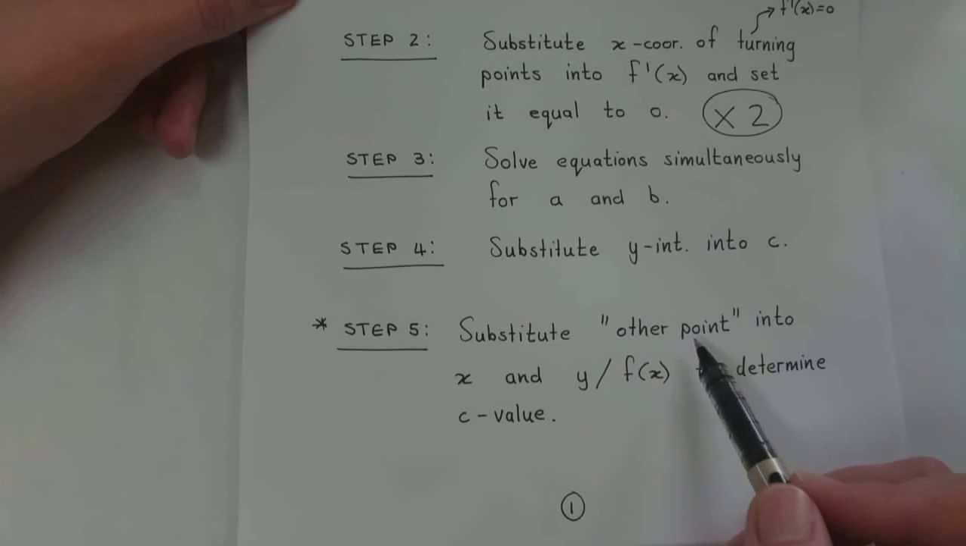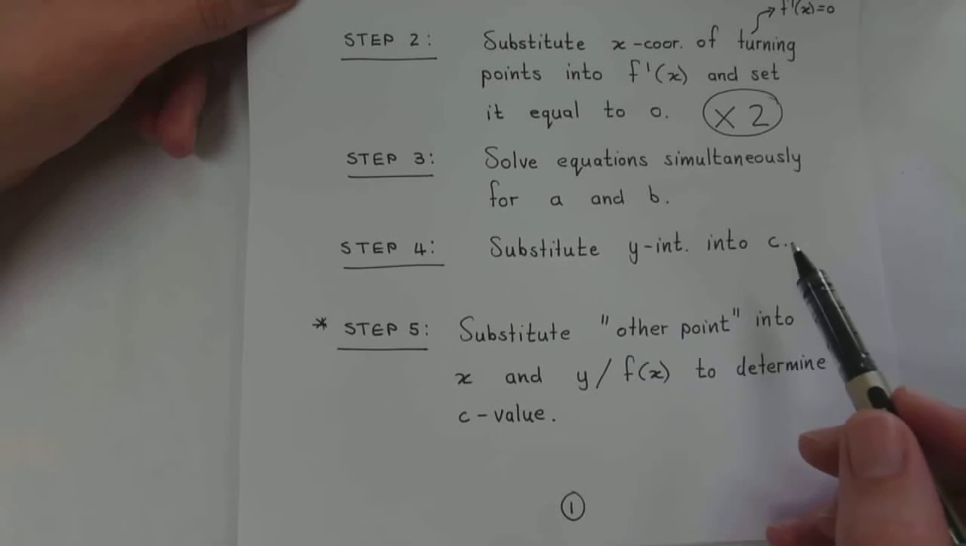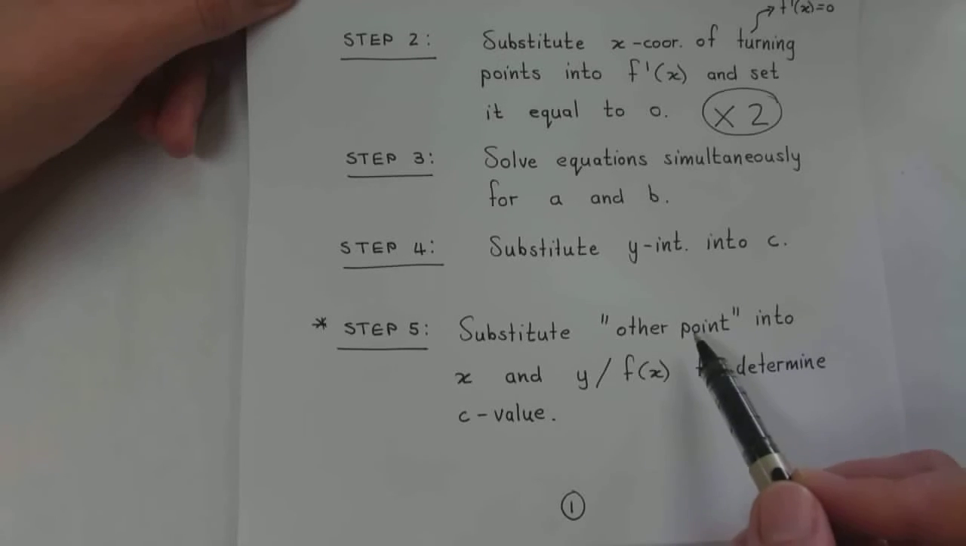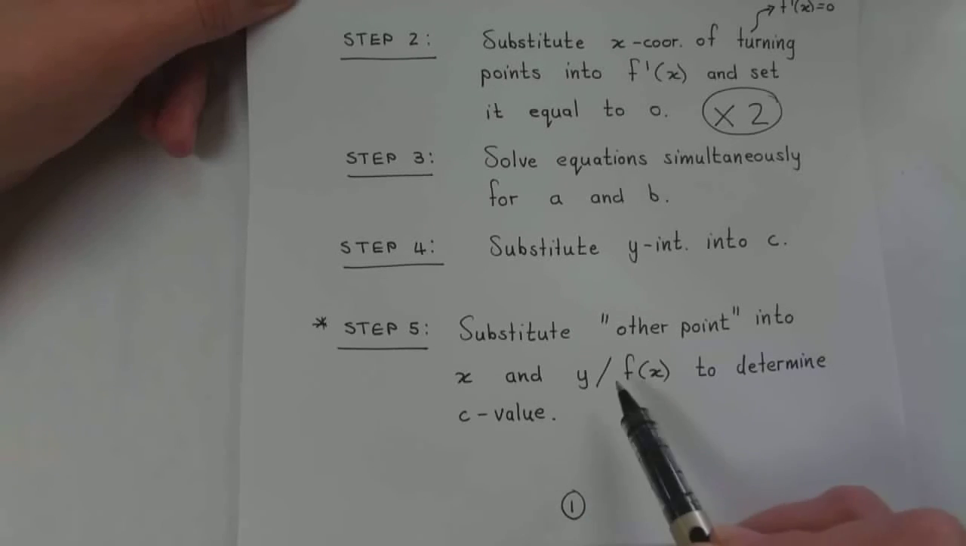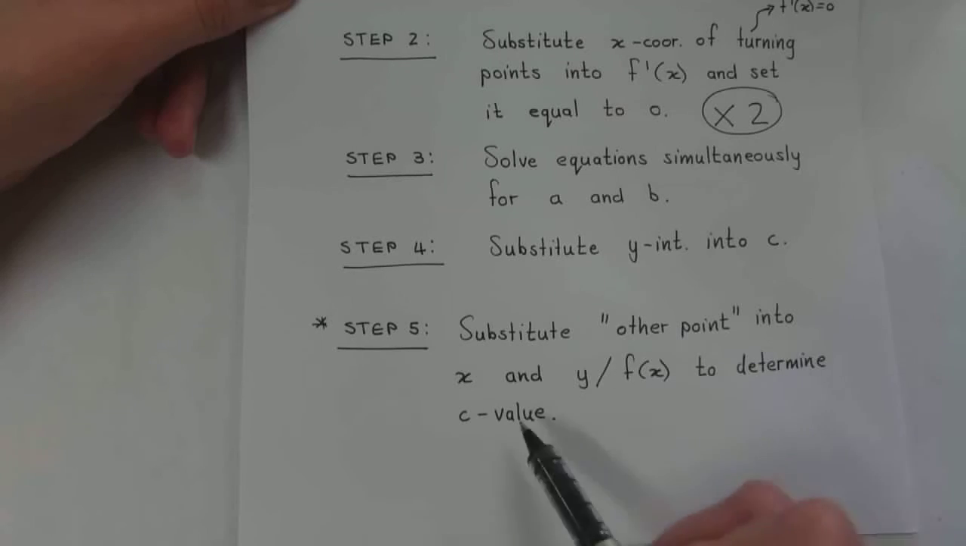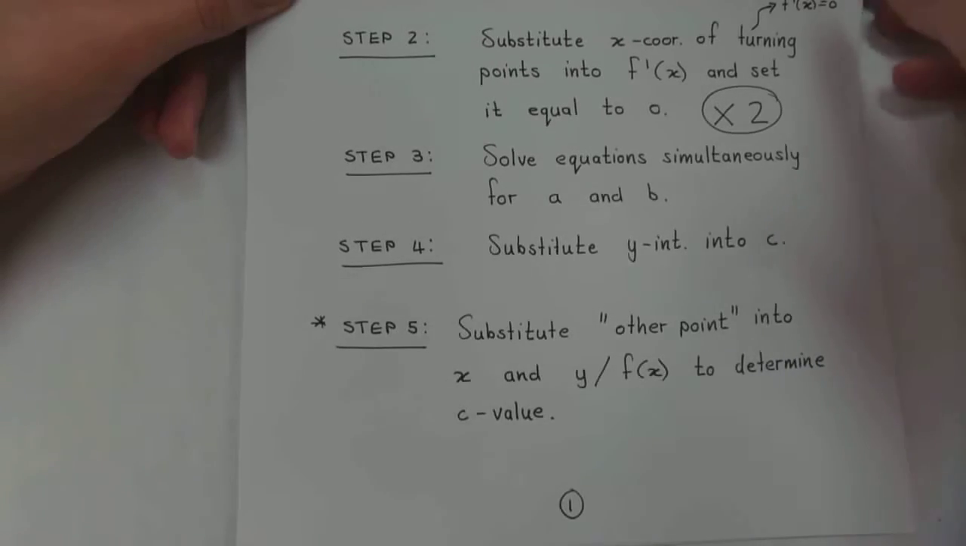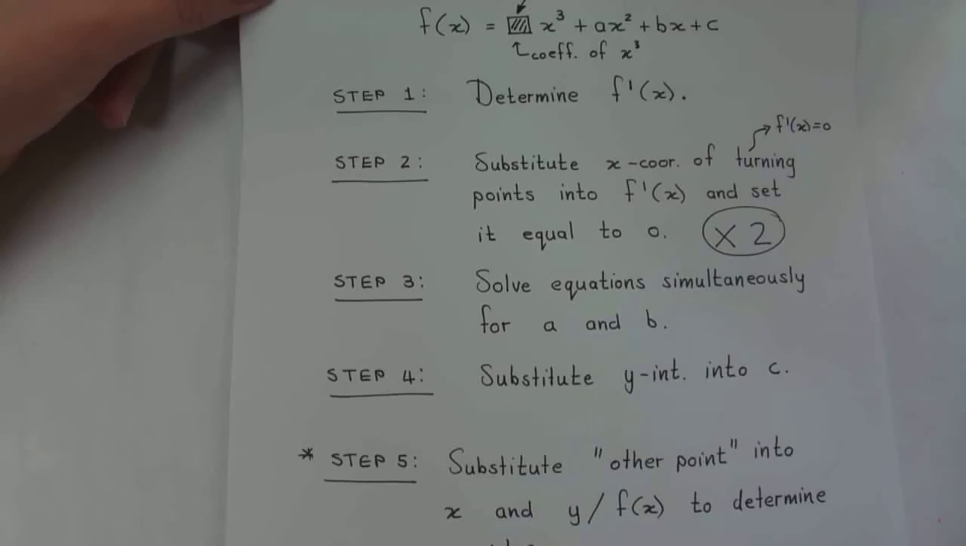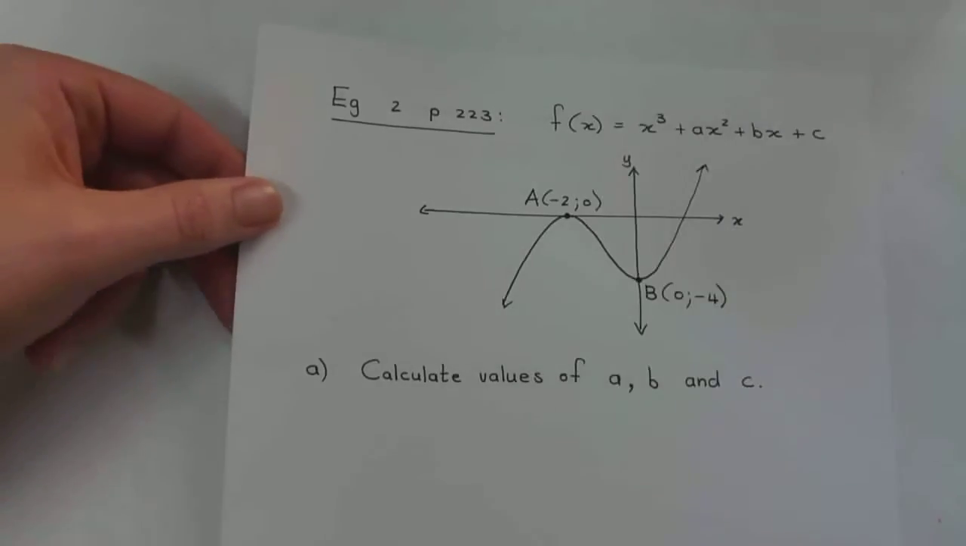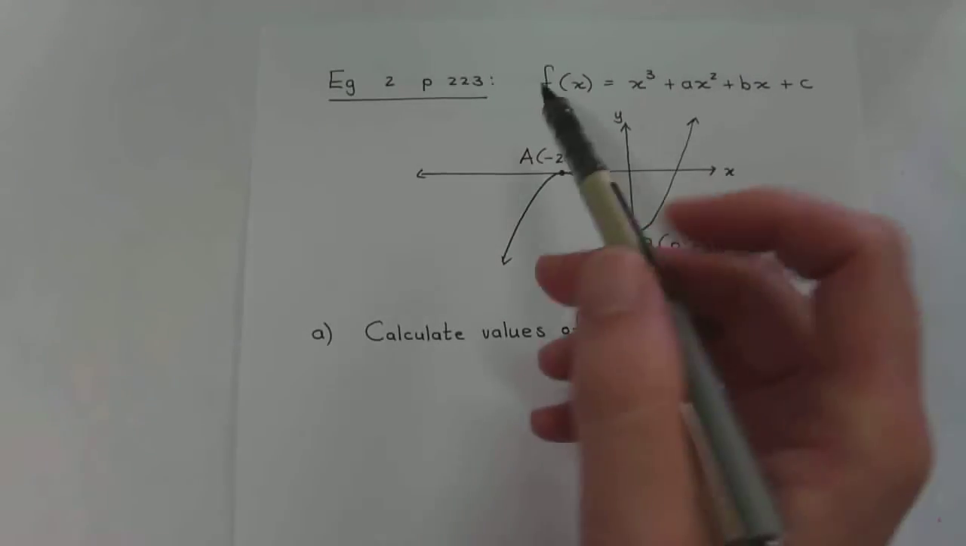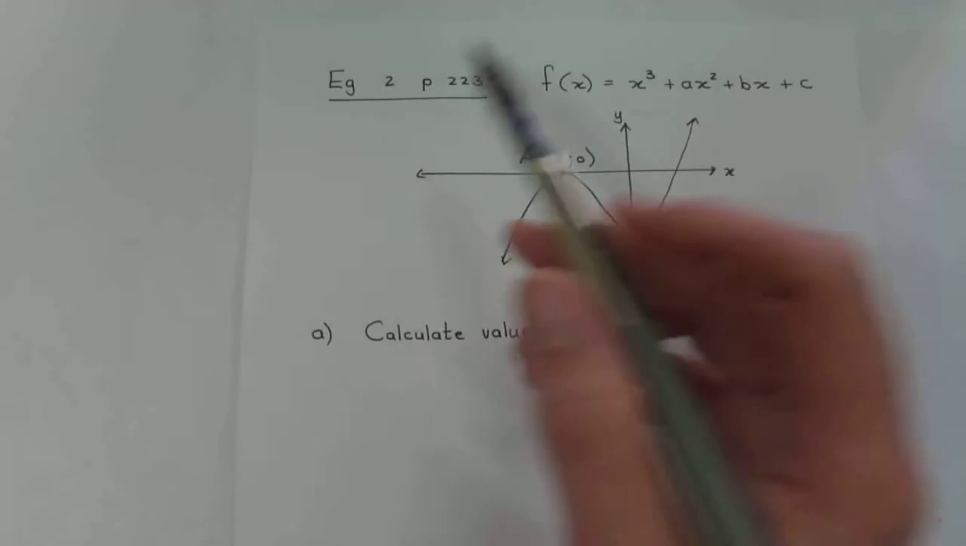So I am going to do an example where they don't give you the y-intercept, and we do have to substitute that other point into x and y or f(x) to determine the c value. So let's get straight in with the examples. I will refer back to these steps again and again. So the first example in the textbook is page 223, example 2.